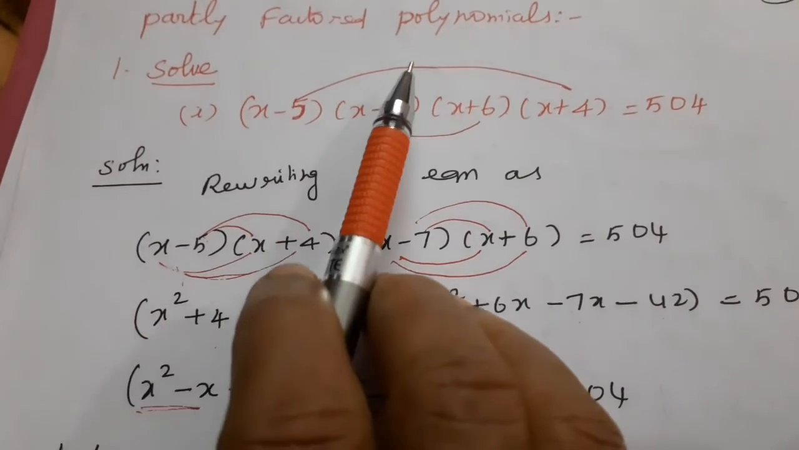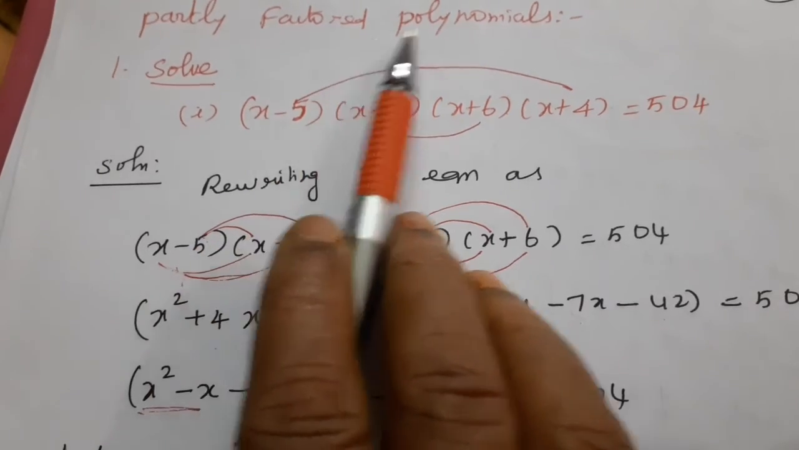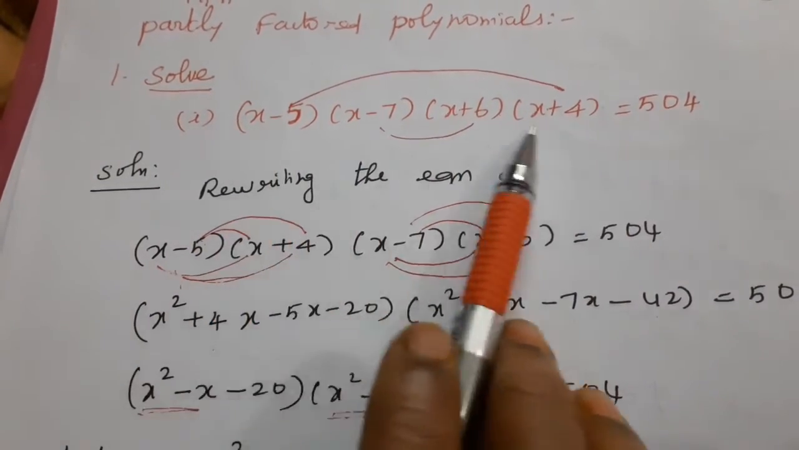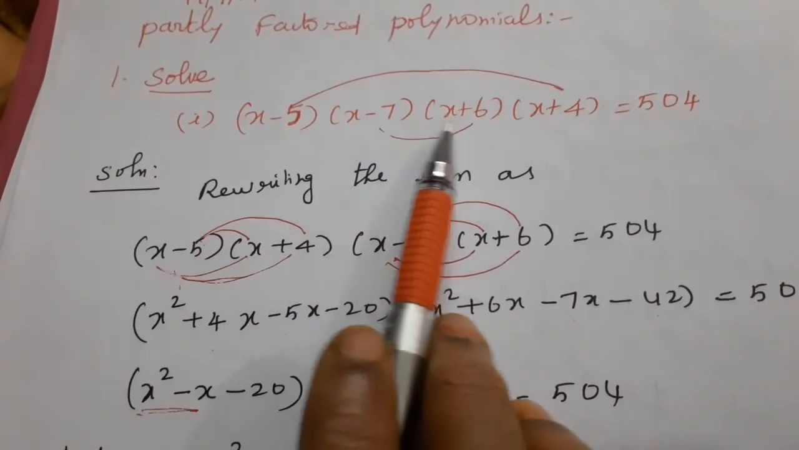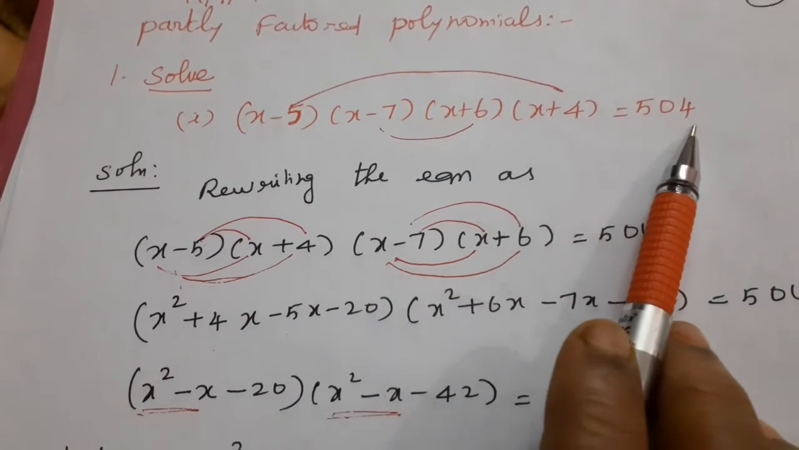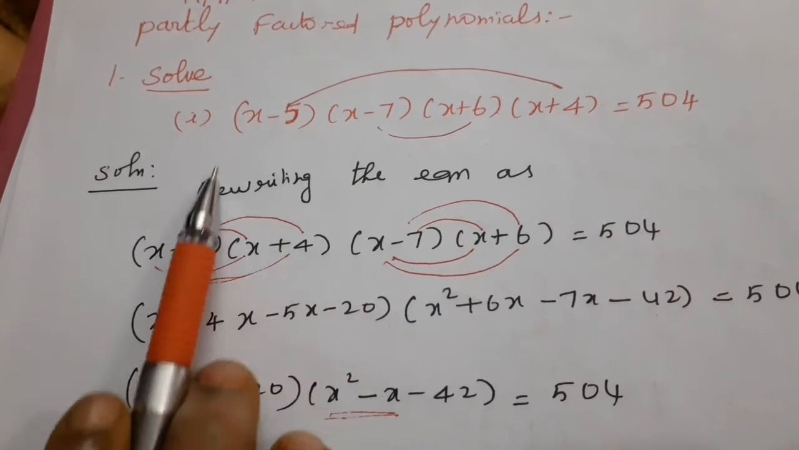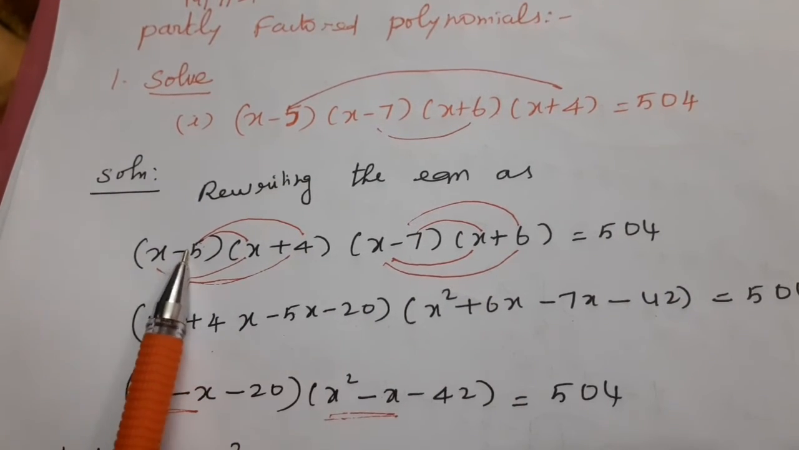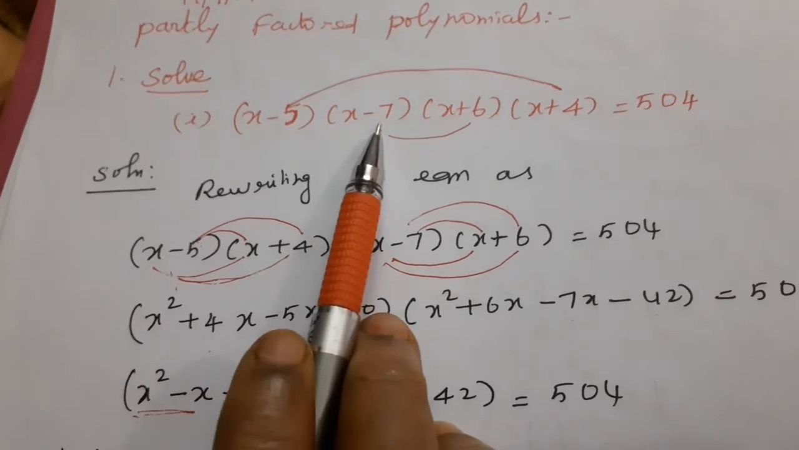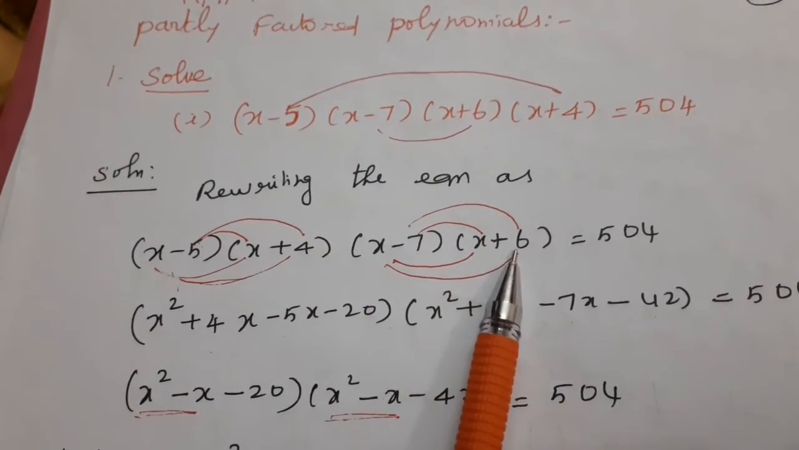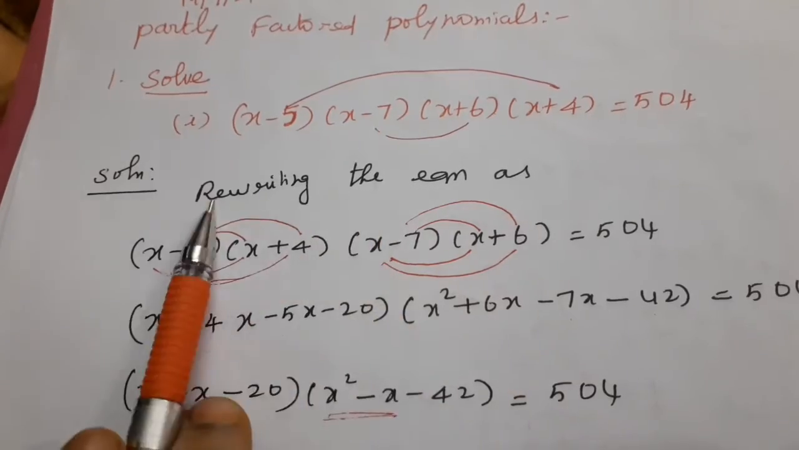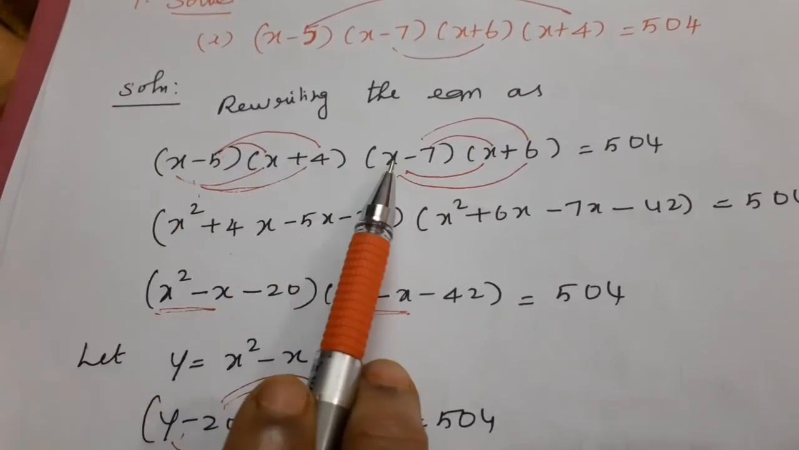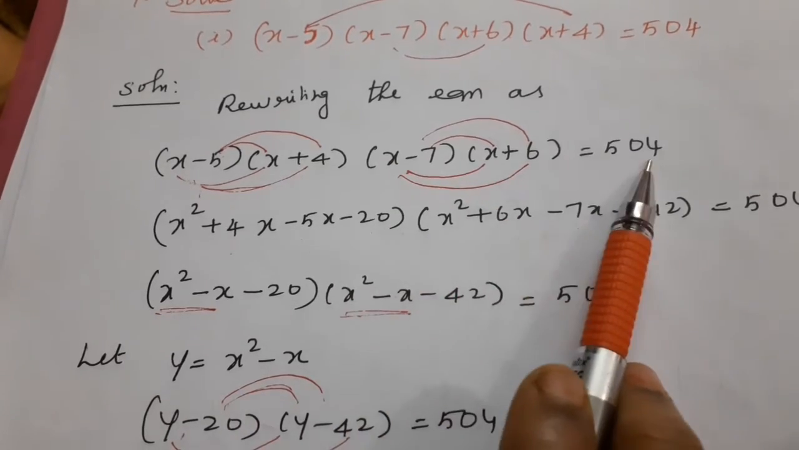See, in exercise number 3.4, partly factored polynomial, it is asked as a 3-mark question. Solve the equation. See, 4 brackets are given: x minus 5, x minus 7, x plus 6, x plus 4 equal to 504. Rewrite the equation. X minus 4 into x plus 4, because minus 5 plus 4 is minus 1. Similarly, minus 7 plus 6 is what? Minus 1. So like that, you are rewriting the given equation as x minus 5, x plus 4 into x minus 7, x plus 6 equal to 504.